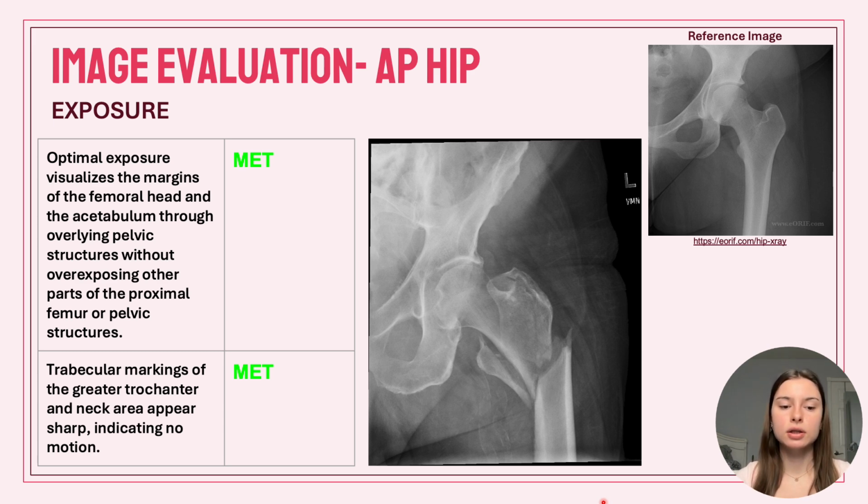And then trabecular markings of the greater trochanter and neck appear sharp, indicating no motion. And I did say met for this one because no motion is evident by no blurring, and the bones look very sharp and crisp, and everything can be seen very well.